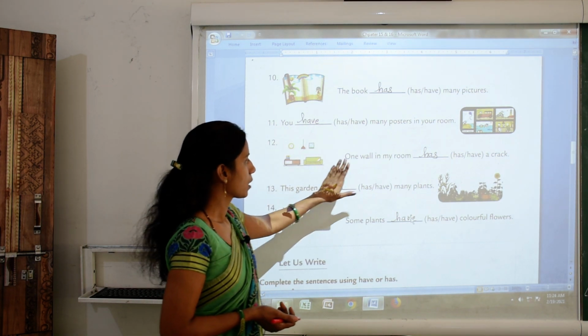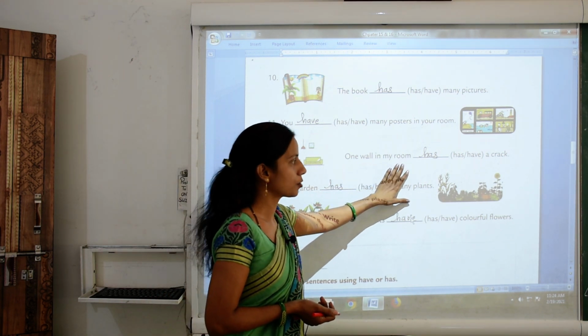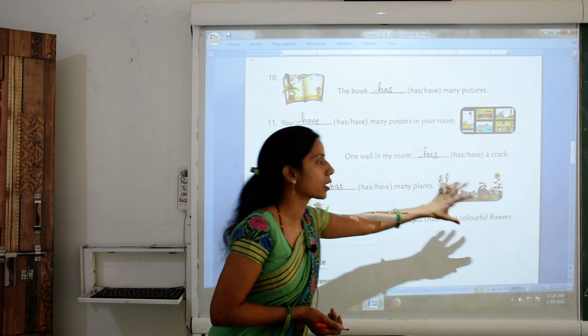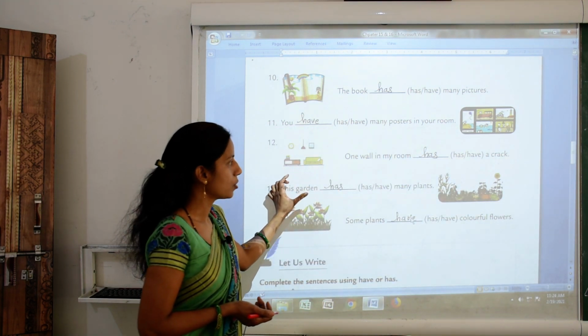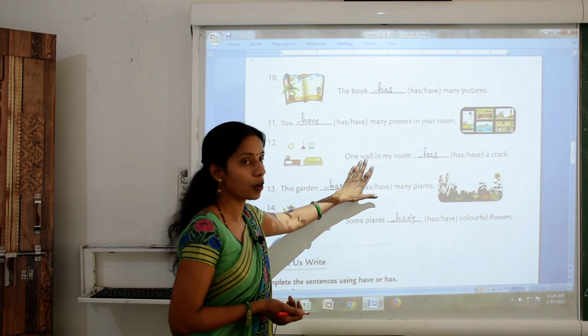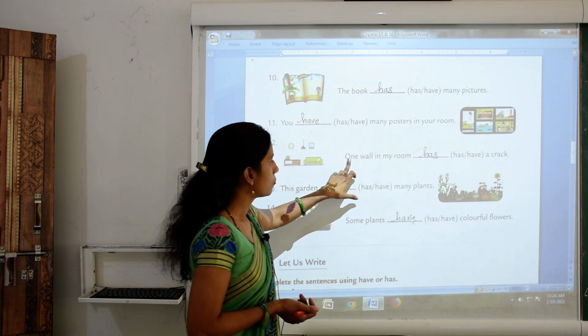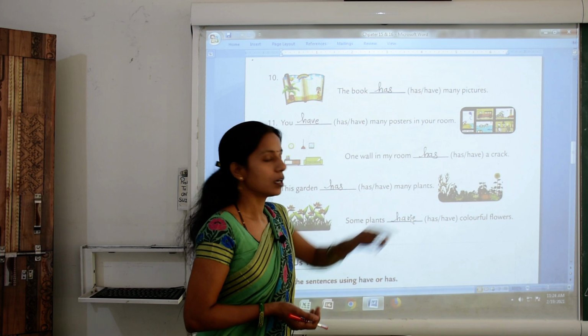Number 12, one wall in my room has a crack. Here we are talking about only one wall. One wall in my room has a crack.